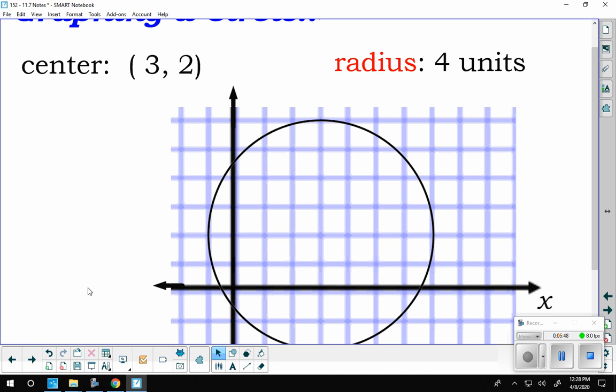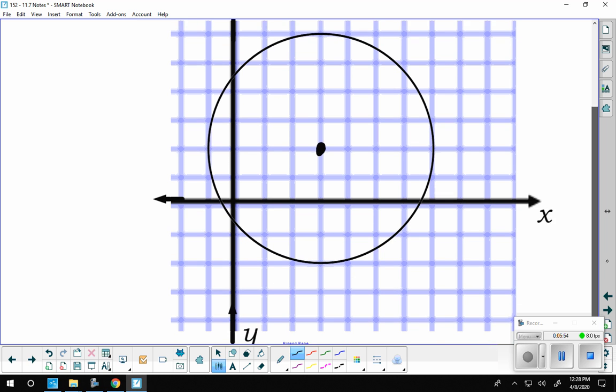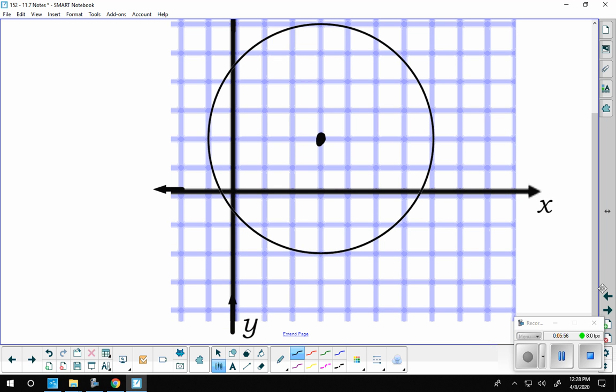All right, this center is at 3, 2, right here. So let's write the equation of this circle. Is that what this is asking us to do? Let me see.